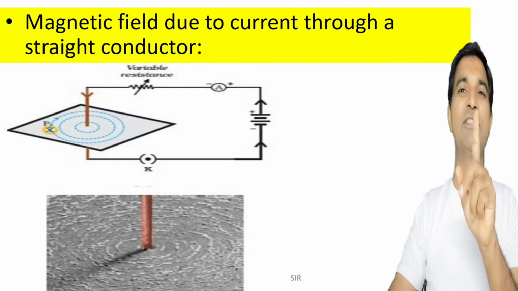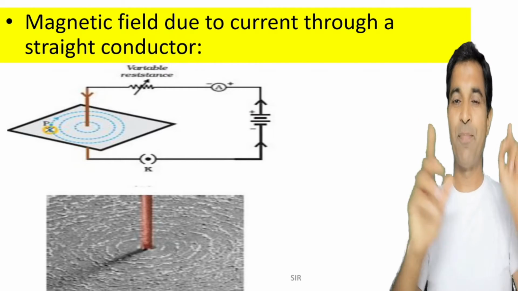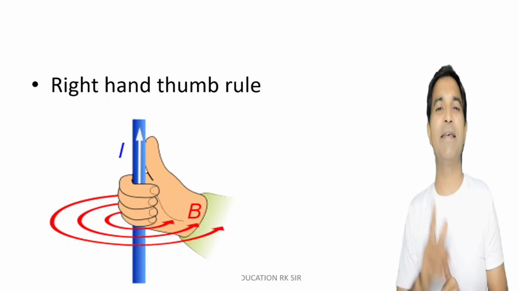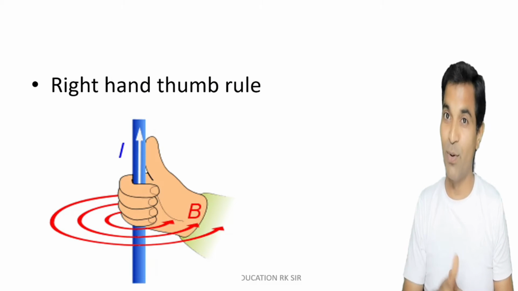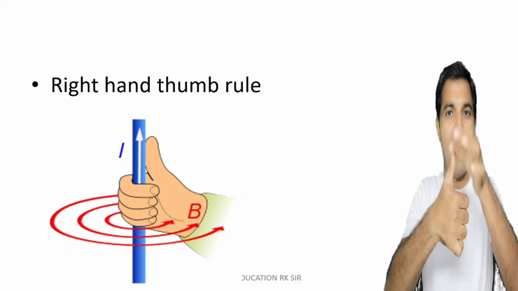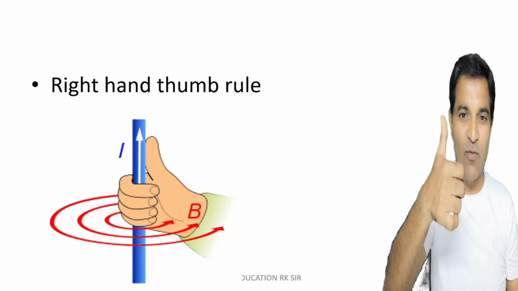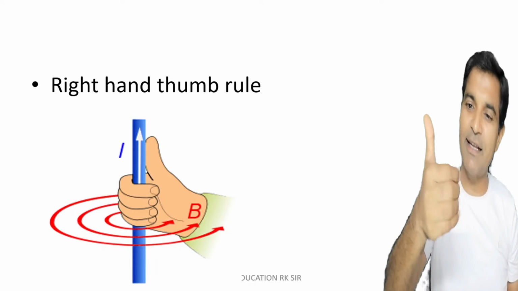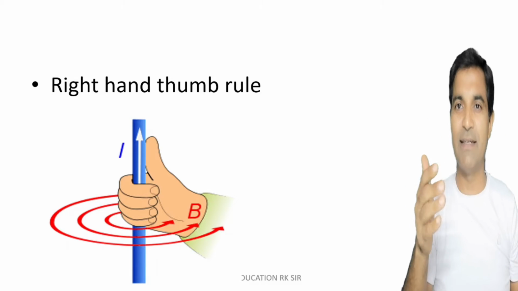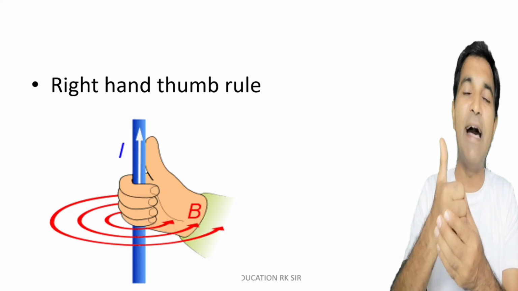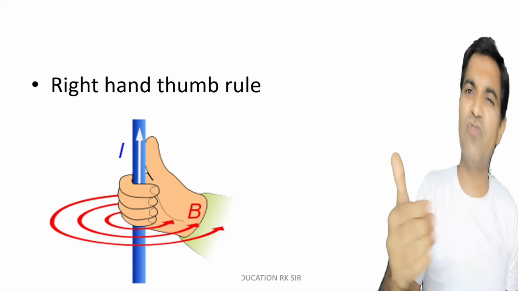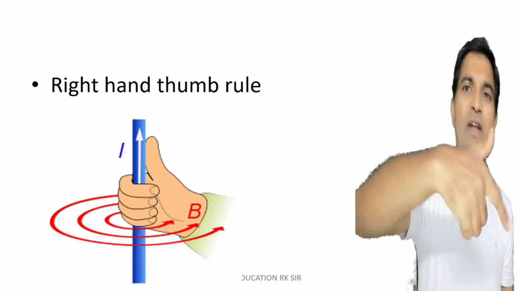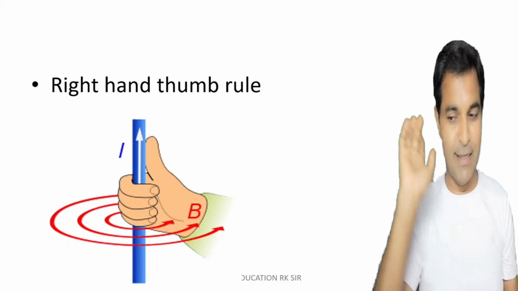This was our study number 1 in previous videos, and it was known as the right hand thumb rule. The thumb represents the direction of current, and these circling fingers will represent the direction of the magnetic field which will be induced in a circular way around that conductor.